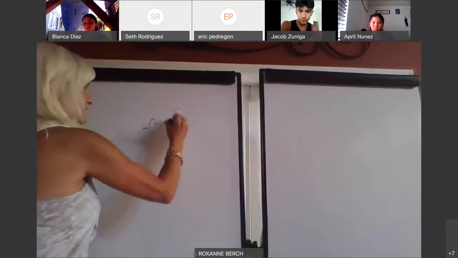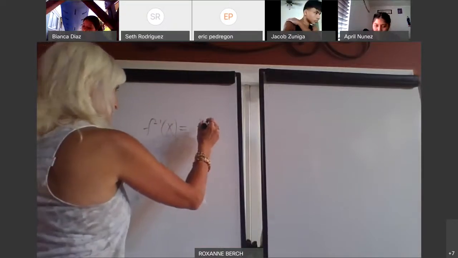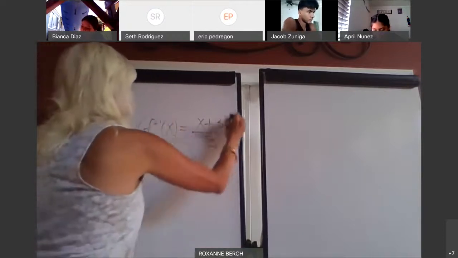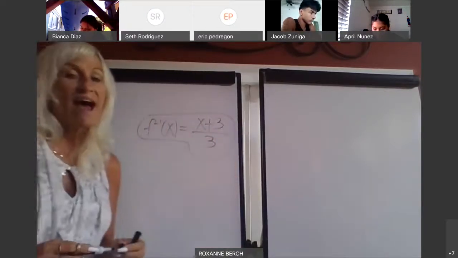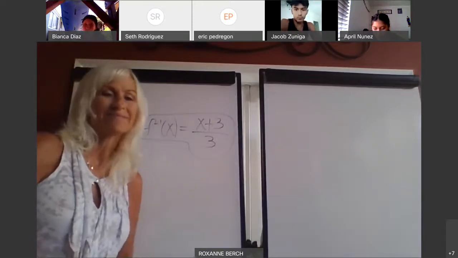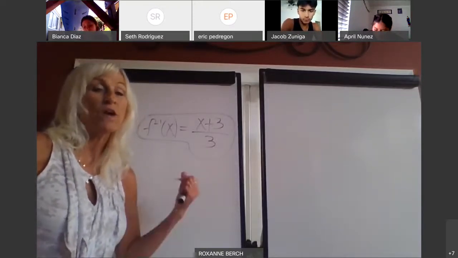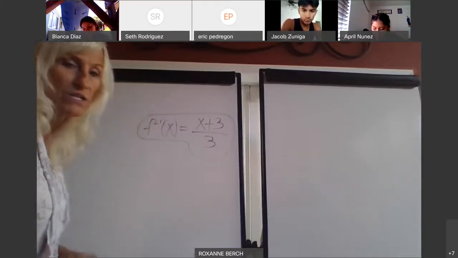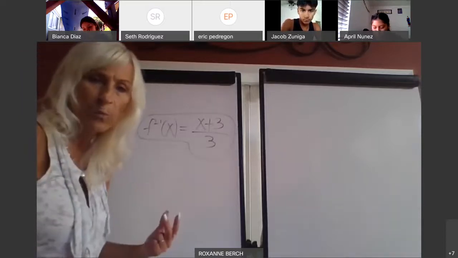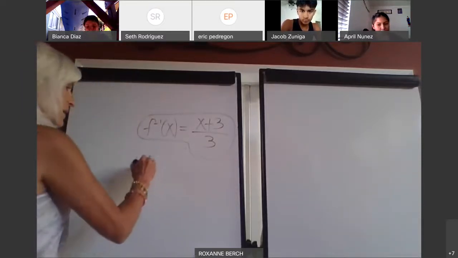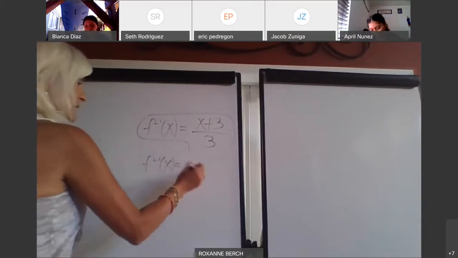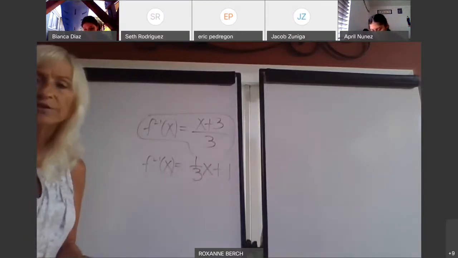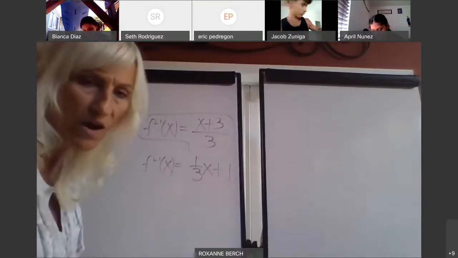Let's pretend that this is your answer. You cannot simplify this. This is simplified. So you can write it in slope-intercept form, but this is simplified. So the only time you would write it in slope-intercept form is if you're graphing. So if you were graphing, you would write this as 1/3 x plus 1 because it's just easier to graph in slope-intercept form.